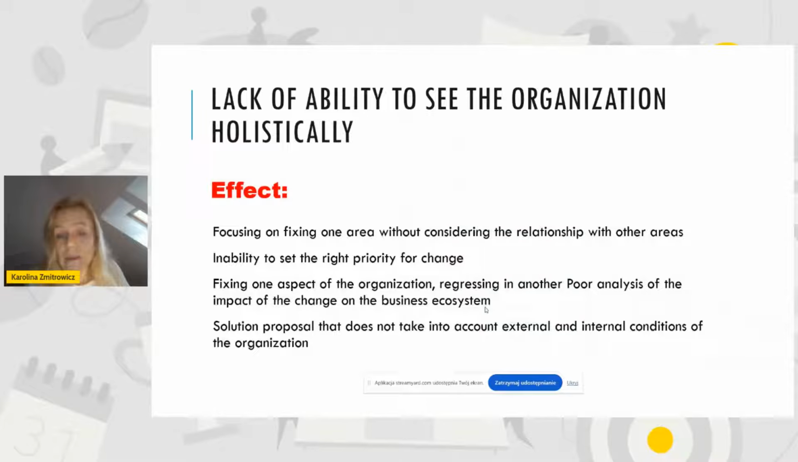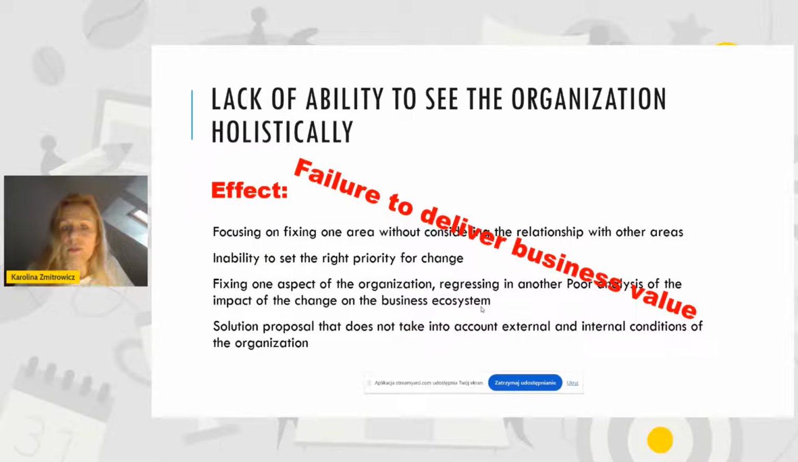Effects, again: you will focus on your job. You don't understand the effect of your work products on other areas. You are not able to do the impact analysis. You are not really able to set the right priority of the change because you don't understand the priority of the value of the solution from the organizational point of view. In the end, you fail to deliver business value.